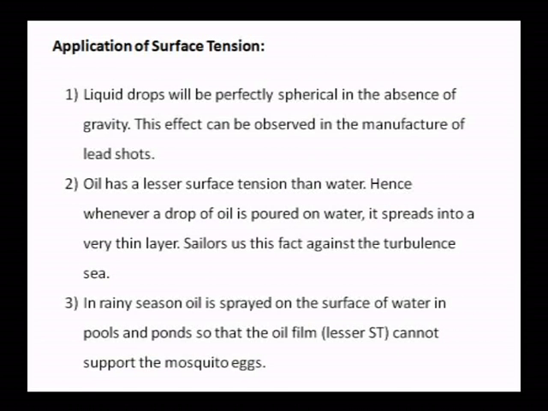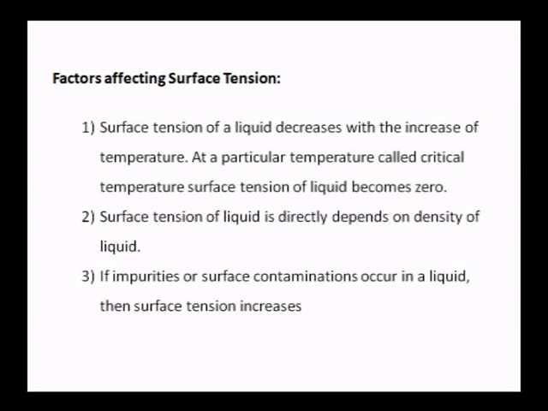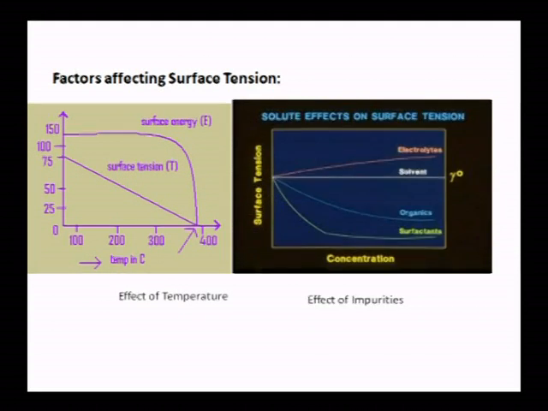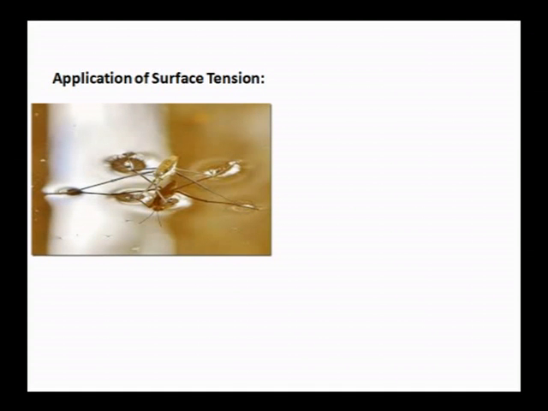Thirdly, the surface tension depends on the impurities or surface contaminations which occur in the liquid. The impurities or the surface contaminations increase the surface tension. For example, we can see here the contaminated water, the surface tension increases and it may help the mosquitoes to rear in that water.